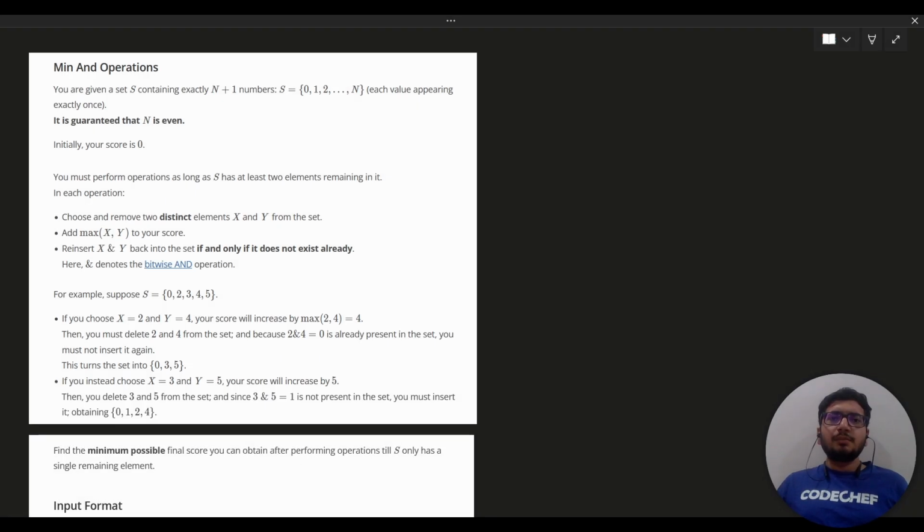The problem is Min and Operations. The problem difficulty is easy and there are no prerequisites. Let's have a read at the problem.